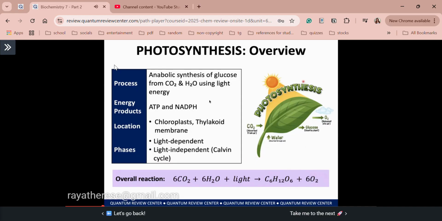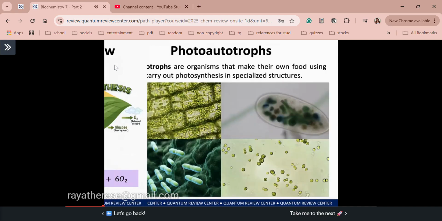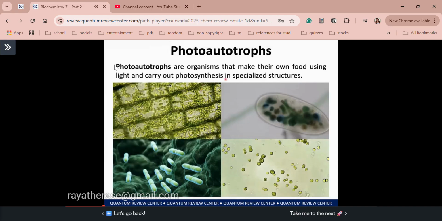And we call those organisms photoautotrophs. Familiar? These are organisms that make their own food using light and carry out photosynthesis in specialized structures. Of course, photosynthesis does not occur in the chloroplast in other organisms. So here we have four examples.